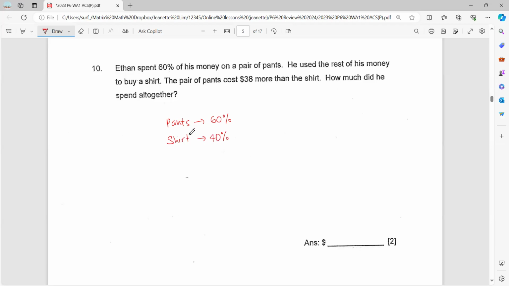Now, if you compare these two items, the difference in price is $38. So let's find out how many percent is that. So I find the difference in percentage, which is 20%. Then 20% must be $38. How much did he spend altogether? We're finding 100%. You can find 1% or you can find 100% straight away. From here, you multiply by 5. So the answer is $190.